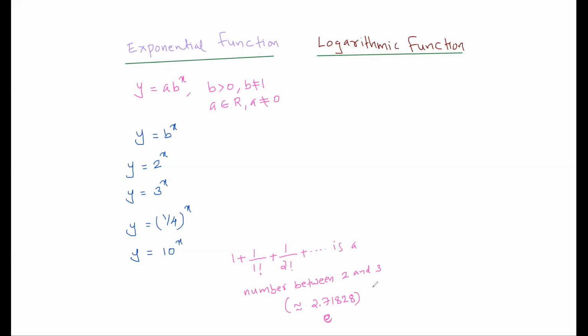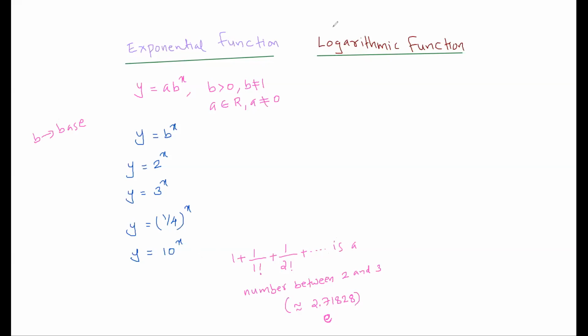Like pi, we have seen pi, I say a number e. Both are irrational numbers only. 2.71828 is an approximate value, it is not the exact value. Its exact value is 1 plus 1 by 1 factorial plus 1 by 2 factorial plus, etc. So B is called the base.